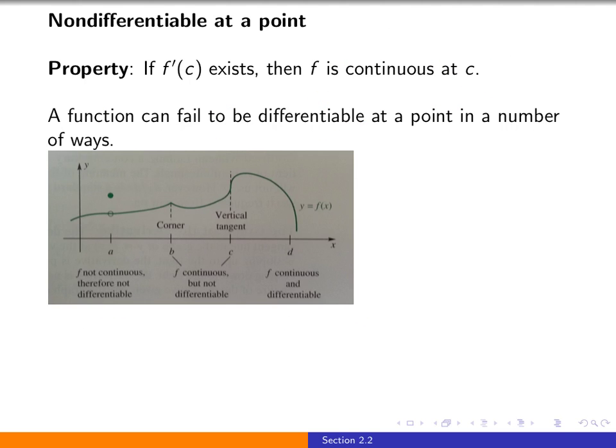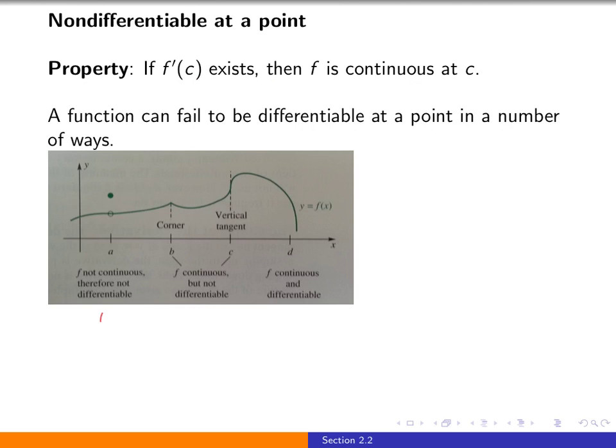I would like to now further investigate the derivative from this graphical perspective. And kind of a key property that's going to help us out is that if a function is differentiable at a point, it's also going to be continuous there. And what's more important here is that this is telling us that if a function is not continuous at a point, then it is not going to be differentiable. And this leads us to 3 main ways that a function will fail to be differentiable at a point.